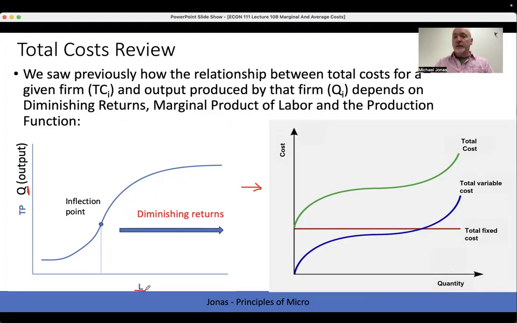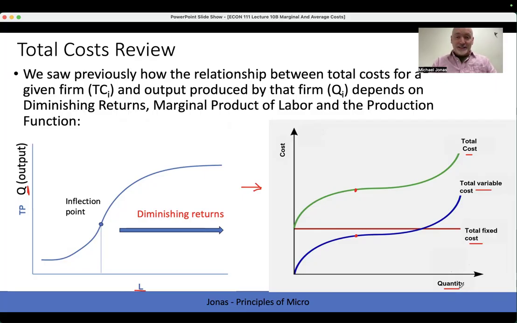That additional worker gives less and less additional output. Marginal product of labor is falling. And that drives the shape of the variable cost and total cost functions, with the inflection point occurring when the slope goes from flattening to steepening on the cost side. Our fixed cost, as the name implies, doesn't change as quantity changes in the short run.